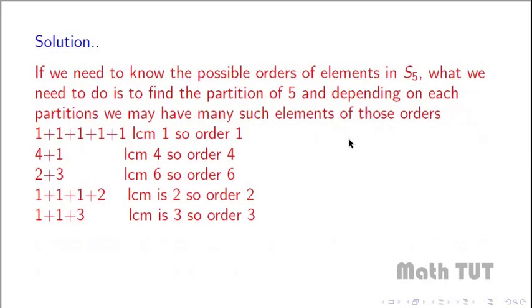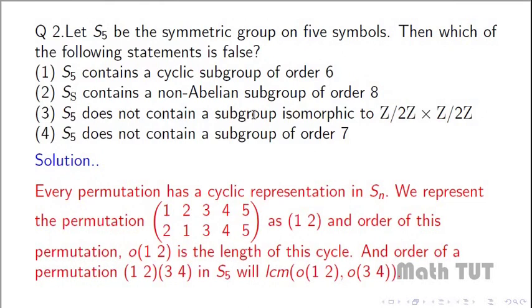If you look at these options now, what we have shown first is that S5 contains a cyclic subgroup of order 6. It is basically a true statement. The second option is that S5 contains a non-abelian subgroup of order 8. It is also a true statement we have shown. And the fourth option, that S5 does not contain a subgroup of order 7, is also a true statement. But there is one more option left, the third option, and we are asked which of the following statements is false. So let us look at the third option.